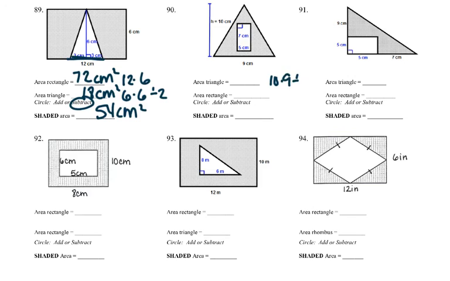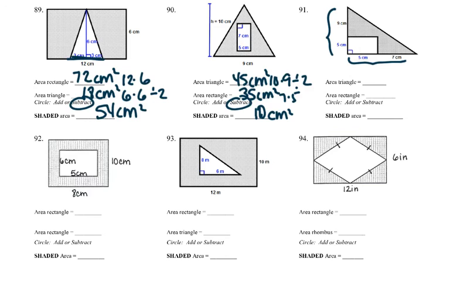Here, the big shape is a triangle, so I divide by 2, 45 centimeters squared. The small shape is a rectangle. I do not divide by 2. Those are, again, subtract, so it's 10 centimeters squared. The triangle's the big shape, so we got to do base times height divided by 2, which is 12 times 14 divided by 2, or 84 centimeters squared. 5 times 5 there is 25 centimeters squared, and I subtract, 59 centimeters squared.